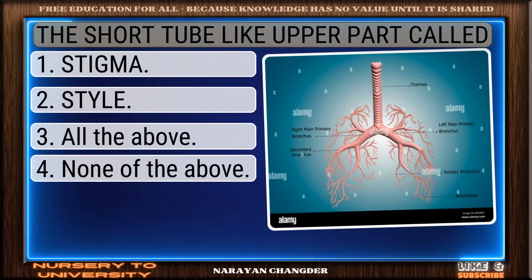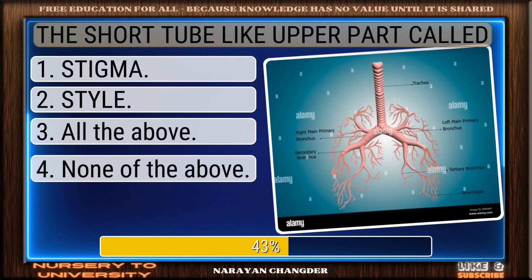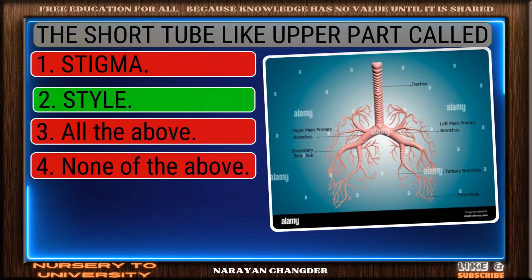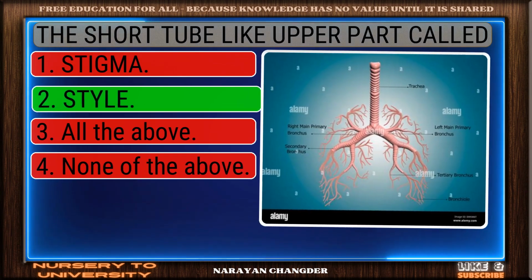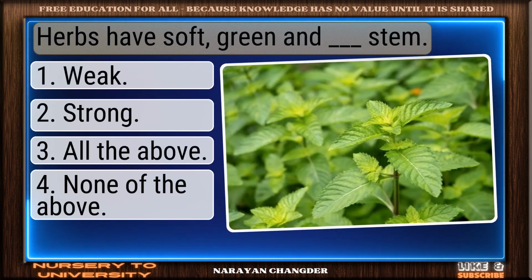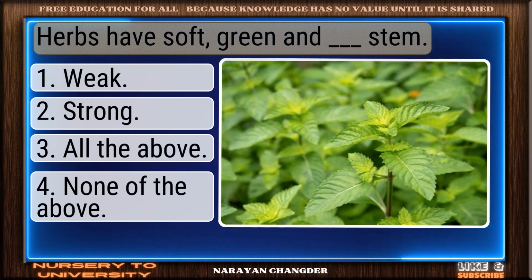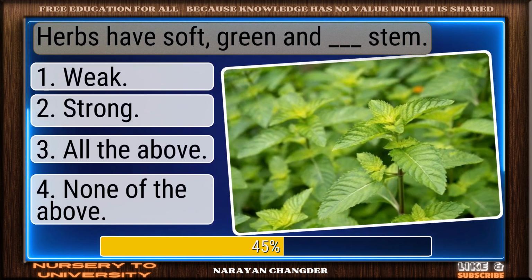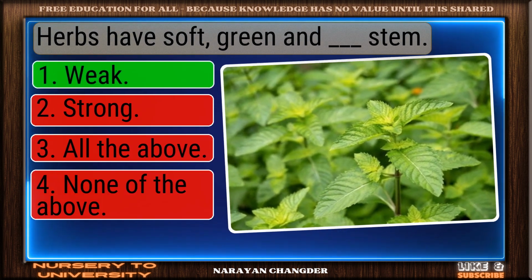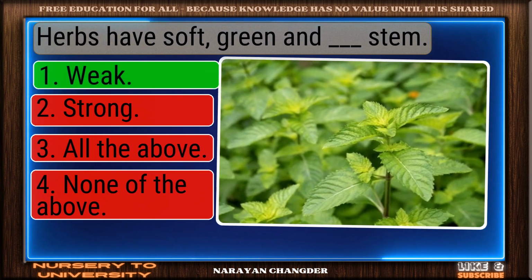The short tube-like upper part called. Solid response. Style is a valid choice. Herbs have soft, green, and dash a stem. Bravo. Weak is the answer.